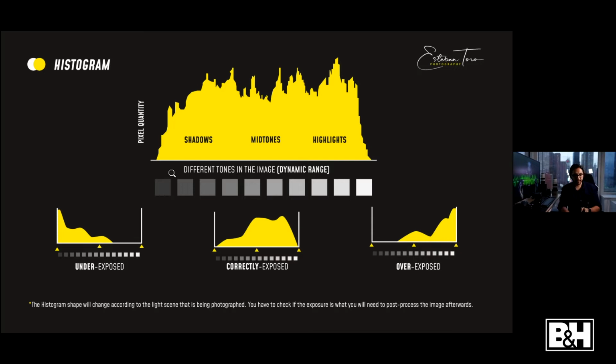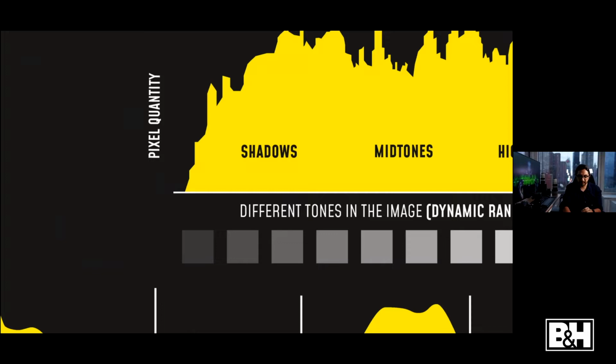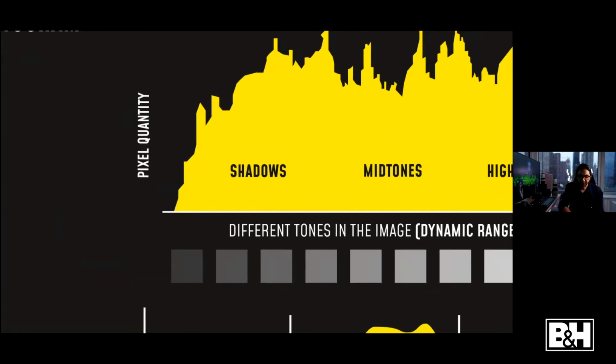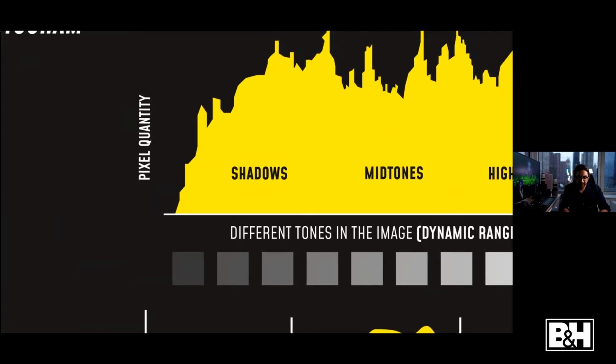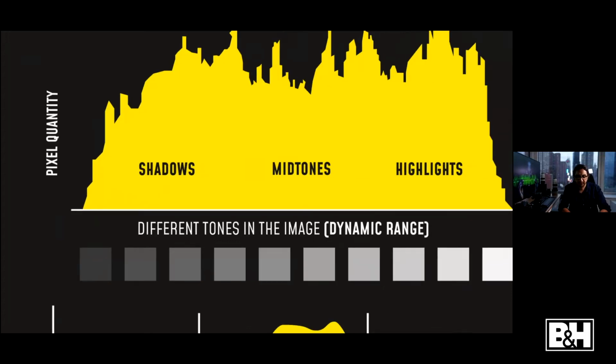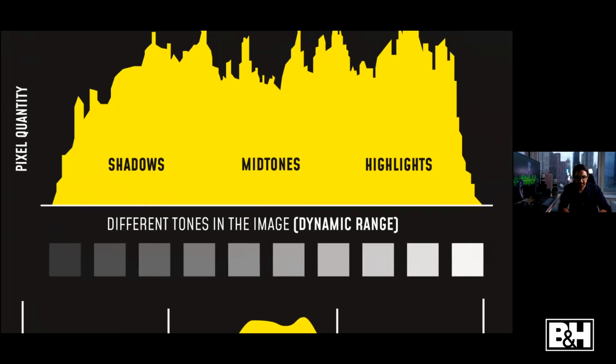Basically, we have two sides. One side is gonna show the pixel quantity. It's gonna show us how many pixels from my camera are in that area. And the other one is gonna show us the different tones in the image, the dynamic range.